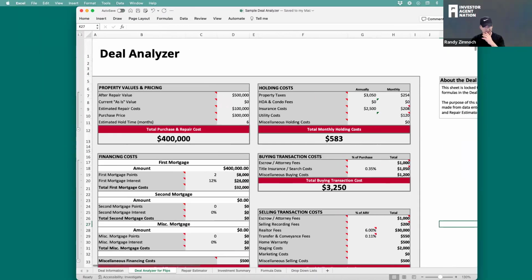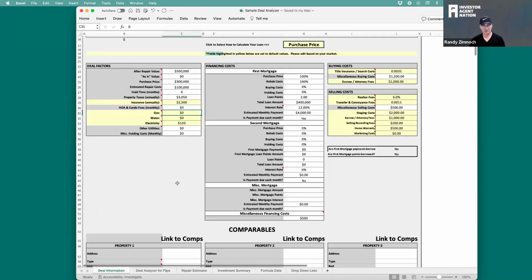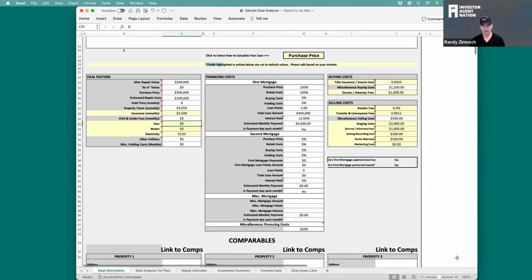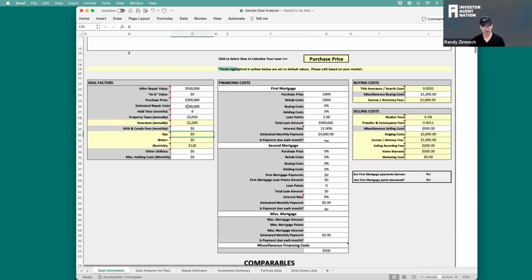So on the deal analyzer, I have several tabs. I have the deal information tab, and this is where I'm going to start entering the information about the actual property. Eric just said the after repair value is 500,000. The purchase price they were thinking about offering, he told me when we talked earlier, was 300,000. By the time the investors got back to him, the deal was done.